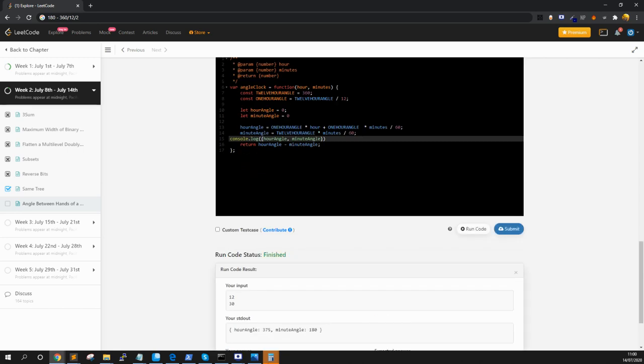So minute angle is fine, but our hour angle is 3.5, which we expected. We expect it to be 55, we expect it to be 3, so what I'm doing wrong is times hour. Okay, 12.